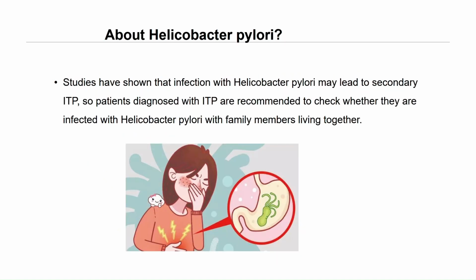Studies have shown that infection with Helicobacter pylori may lead to secondary ITP, so patients diagnosed with ITP are recommended to check whether they are infected with Helicobacter pylori with family members living together.